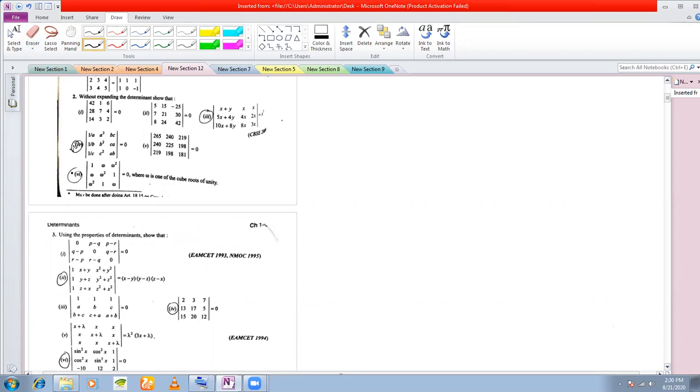This is 2 part 5. LHS is equal to 265, 240, 239, 240, 225, 198, 219, 198, 181. You need to prove that this is equal to 0.